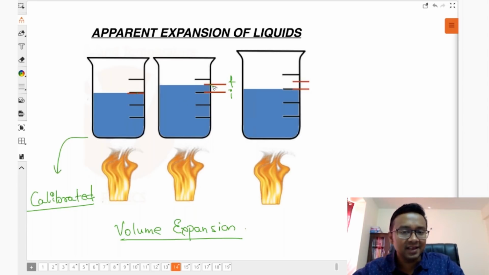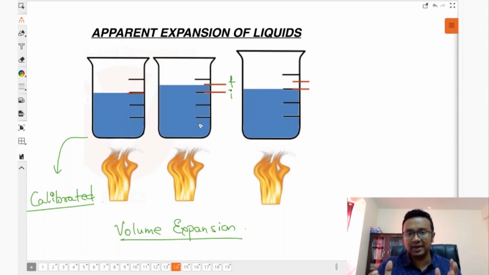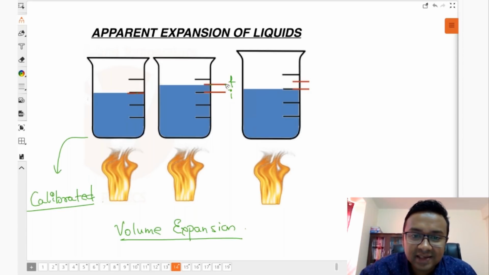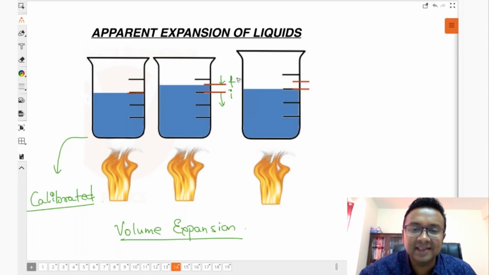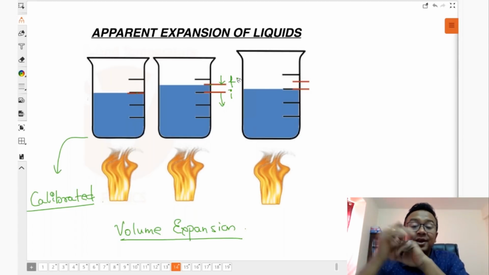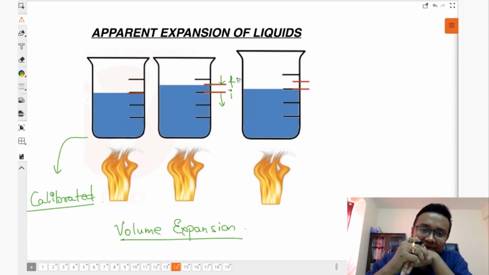But actually, what happens is when you heat it up, the vessel is also getting heated. So it is increasing in its dimensions as well. So technically, it is not going to rise up to this level. It is going to rise up to a level which is greater than this level and lesser than this particular level. So it is going to be somewhere in between, my dear students.